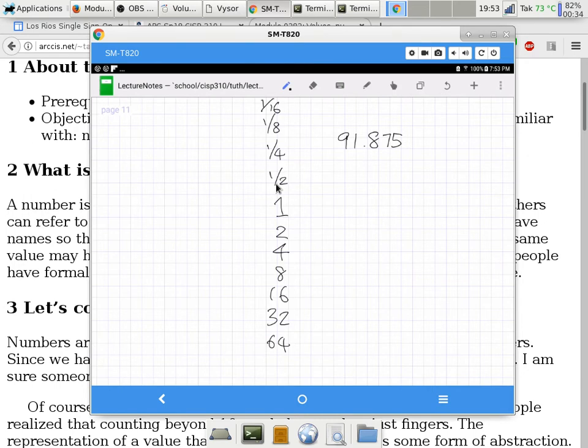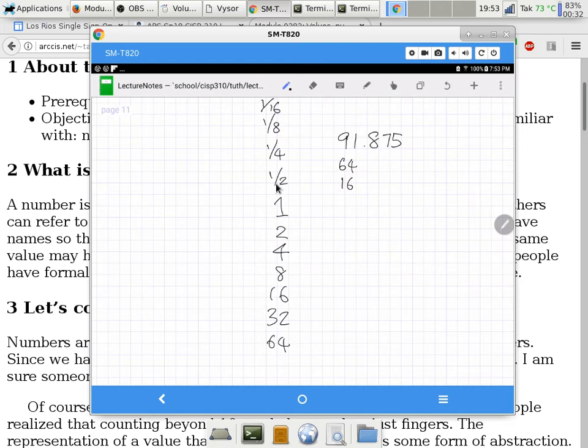How do you decide that you should start with 64? Because 64 is the largest power of 2 that is less than or equal to the amount that you're dealing with. Okay, so you have a 64. After the 64, then what? Do you need a 16? Yep, you need a 16.